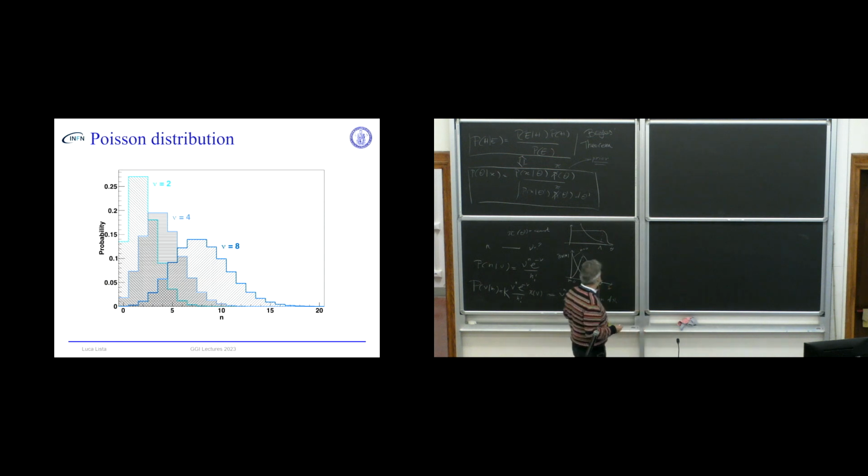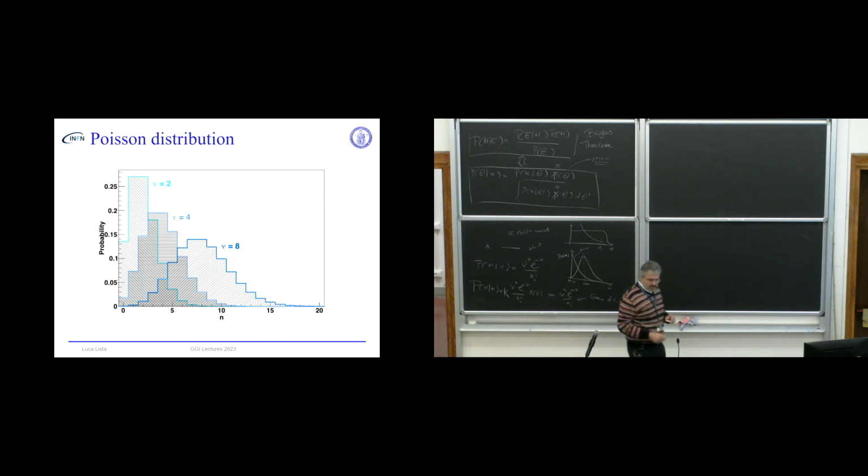Now, what can I say? Imagine that we are in a situation where nu is different from 0. So the most likely value here, it turns out, if you compute the maximum of this function, you compute the derivative, set it equal to 0, and you see that this maximum is at nu equal to n. So the most likely value is this one.